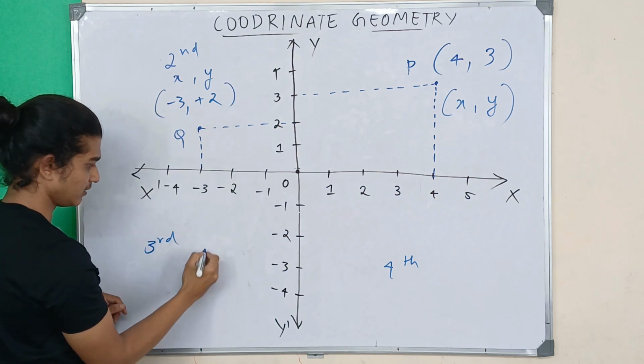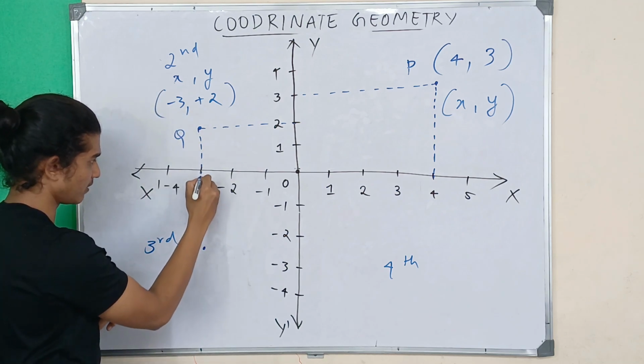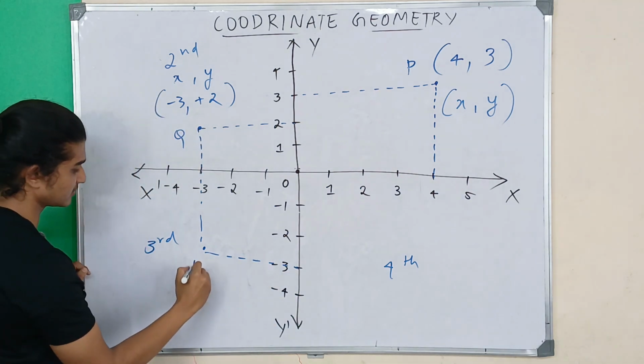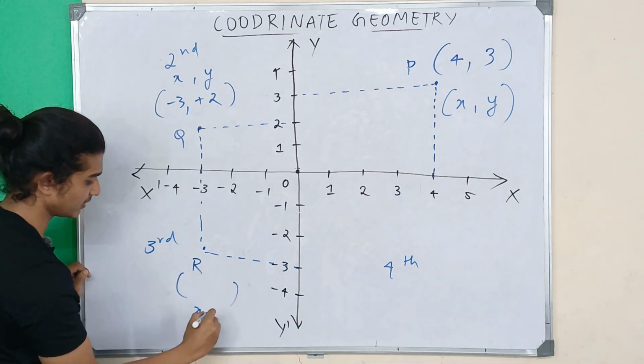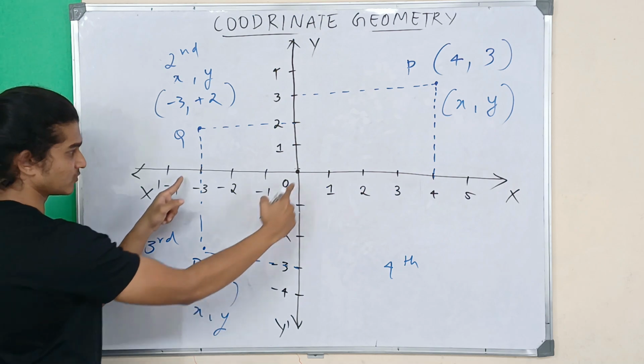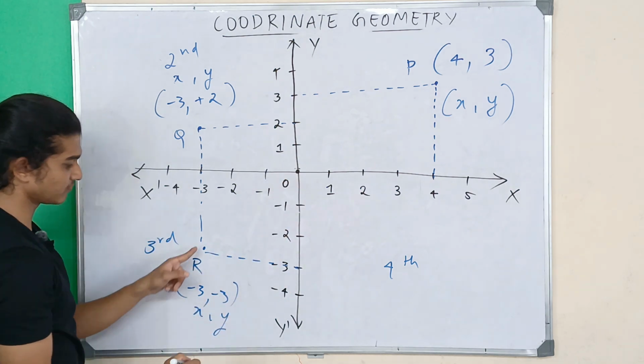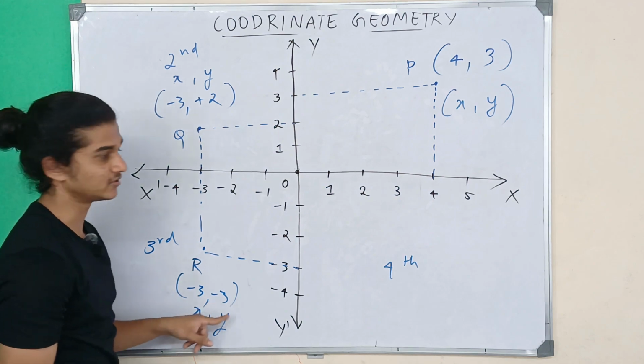So if I do the same for the third quadrant, I have to take something like this. I'm going to name this as R. The coordinates of R is going to be, so x distance is -3, whereas the y distance is also -3. So the coordinates of this point is -3, -3.